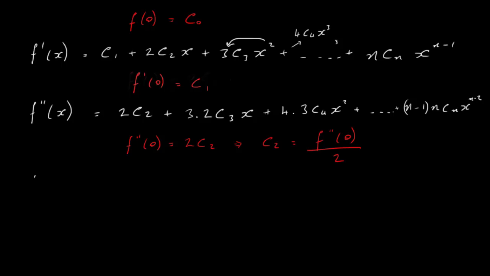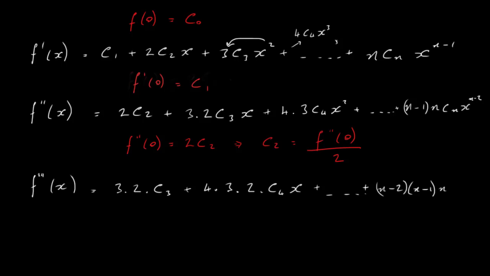Okay, so let's go again. We're going to have a look at f triple prime of x. Again, if we differentiate this, we get 0. If we differentiate the next term, we get 3 times 2 times c3. If we differentiate the next one, we end up with 4 times 3 times 2 times c4 x. And out here we end up with n minus 2 times n minus 1 times n cn x to the power of n minus 3. You can probably see what's happening at this stage.